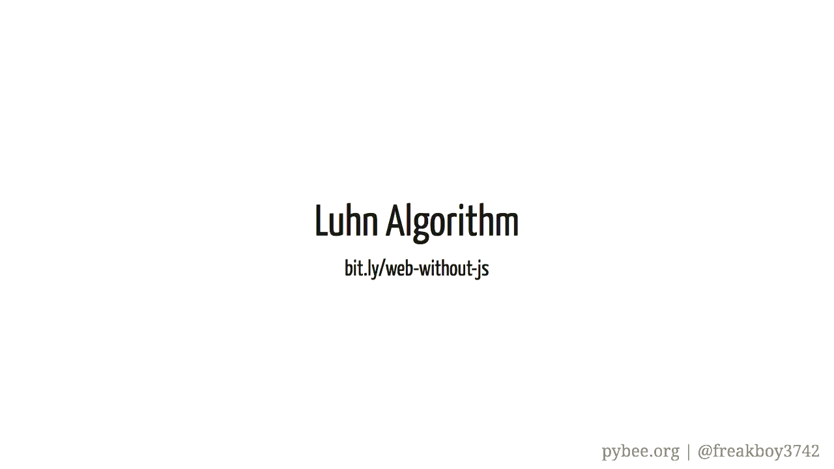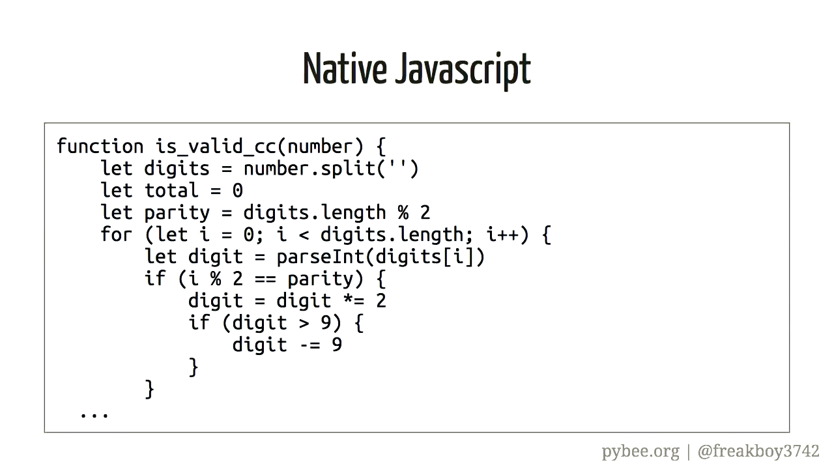And it's a great example of the sort of logic that you want to run in the browser, because you want to give the user immediate feedback if they've flubbed typing their credit card number into your payment form. If we were to write a native JavaScript implementation of the Luhn algorithm and connect it up to a form, you'll end up with about 30 lines, 0.6 kilobyte of native JavaScript code. If you minify that, it'll shrink down to about 0.4 of a kilobyte. But we don't want to write in JavaScript, so what options do we have?